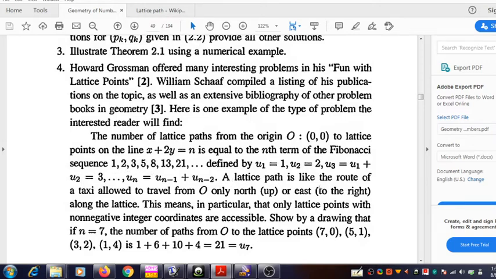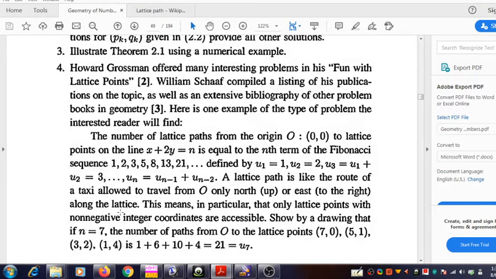A lattice path is like a route of a taxi allowed to travel from the origin either to north or to east along the lattice. This means in particular that only lattice points with non-negative integer coordinates are accessible.